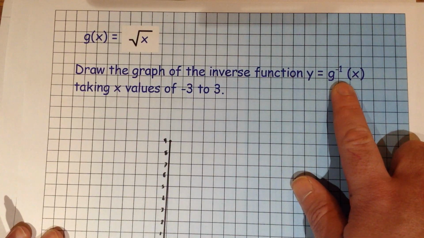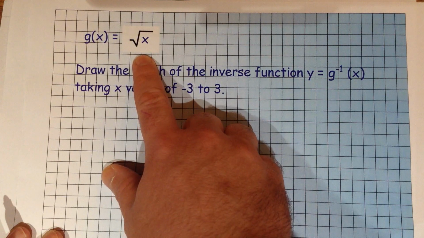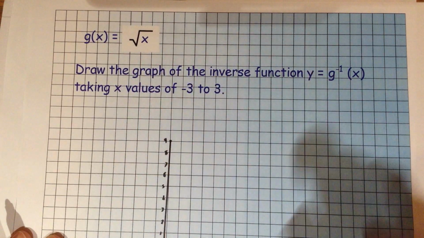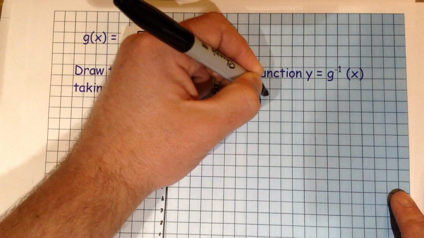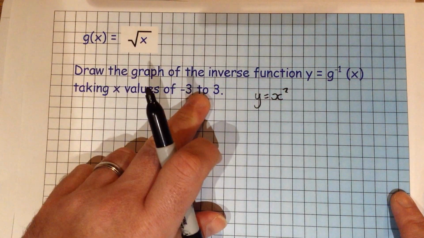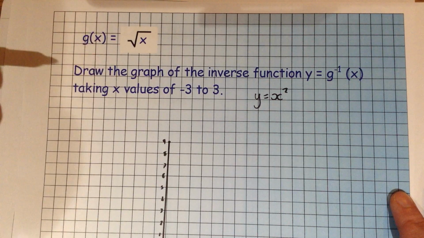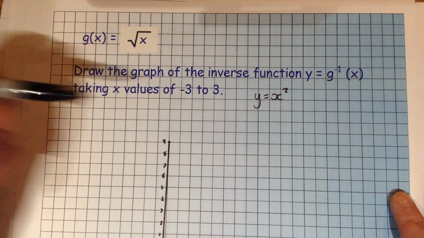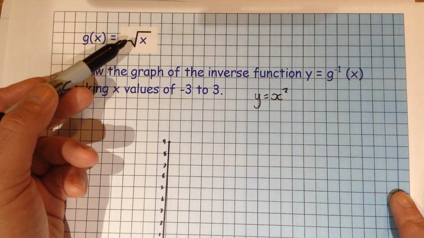Well, g to the minus 1 simply means the inverse, the opposite. The inverse of the square root of x is x squared. So in fact, all this question is asking us to do is to draw the graph y equals x squared for the values minus 3 to 3. So if it had said cube root of x, we'd have drawn the graph x cubed, and so on. So g to the minus 1 of x, just what is the opposite of that?